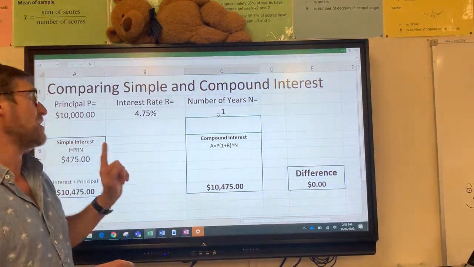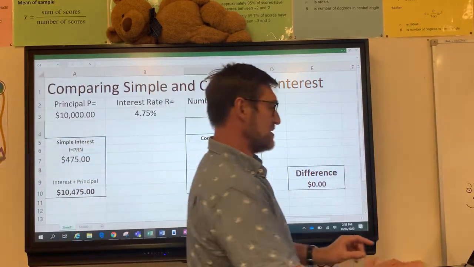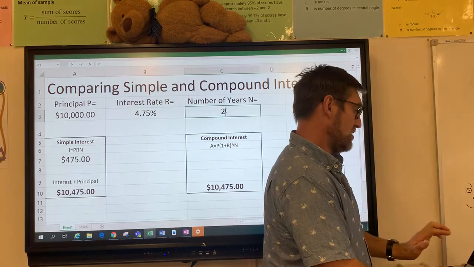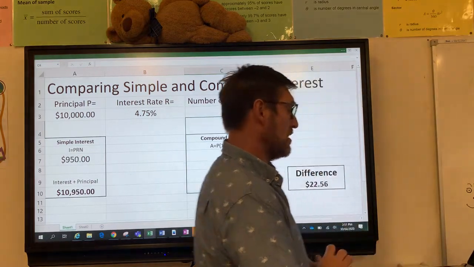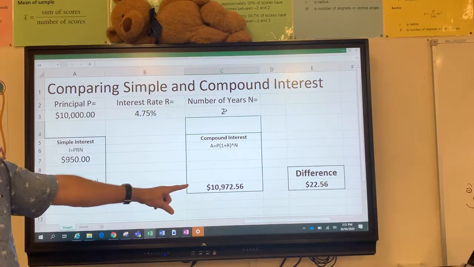What happens with 2 years? Is it going to be heaps more money? Let's find out what the difference is. If we go to 2 years, so I made a little bit more money. I made an extra $22 with compound interest.